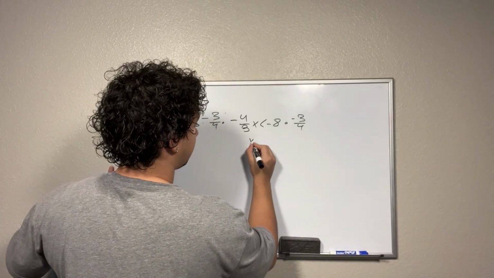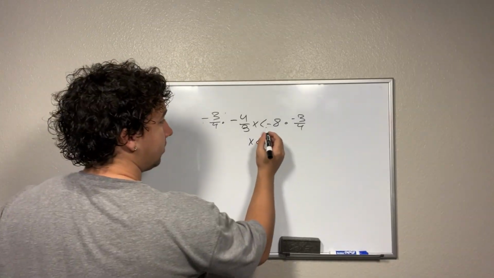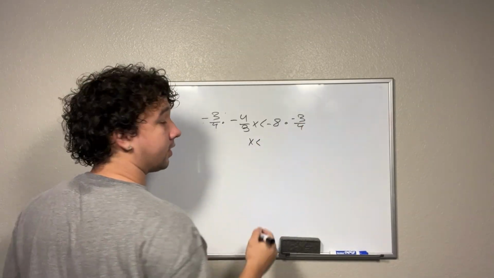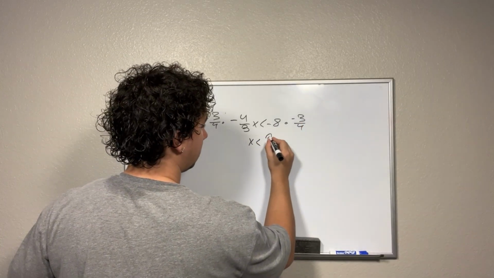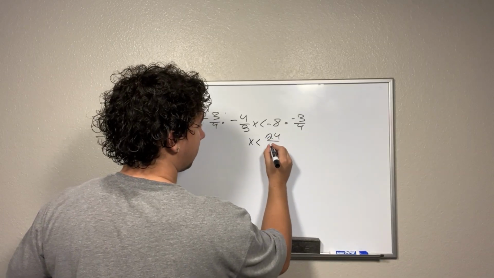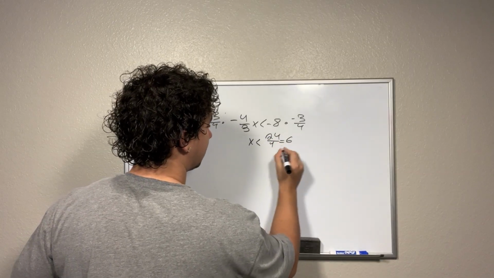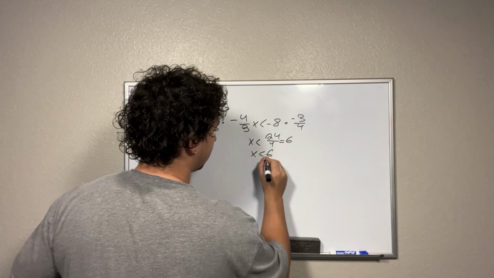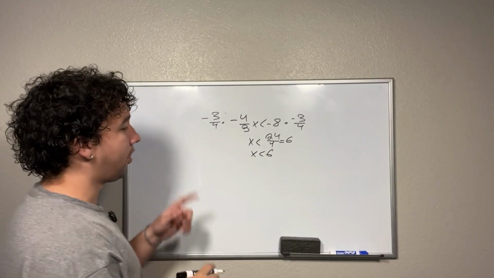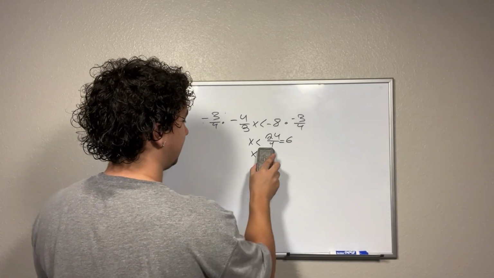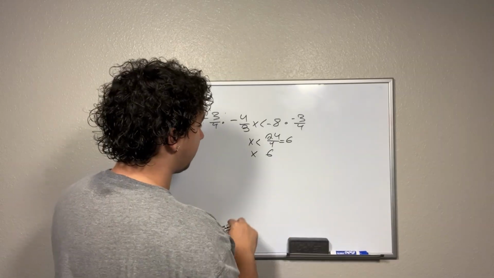So I get x is less than, well, negative 8 times negative 3, that's positive 24. And then I divide by 4, and 24 divided by 4 is equal to 6. So I get x is less than or equal to 6, right? Wrong. One thing I forgot. You have to flip the sign.